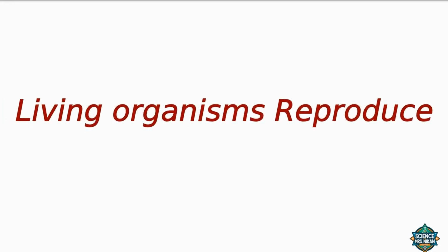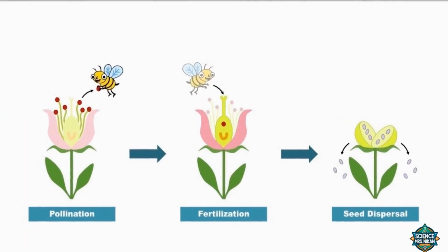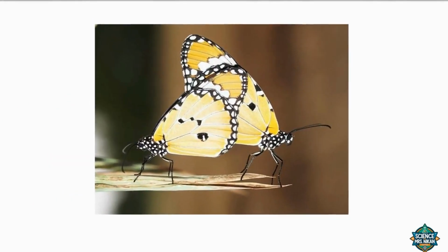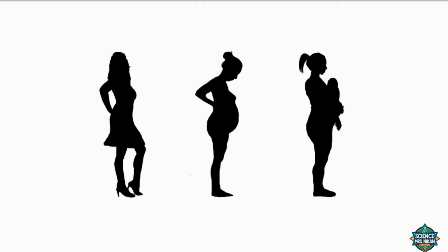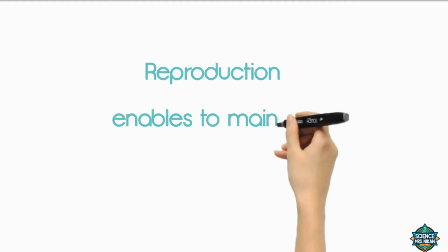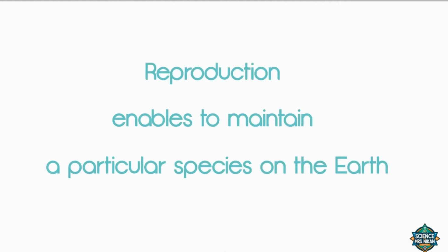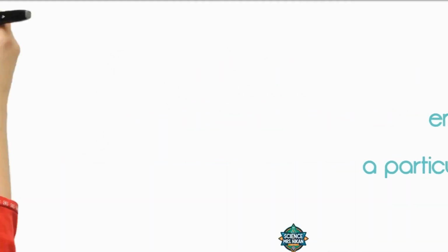Living organisms reproduce. Reproduction is the process by which living organisms produce new individuals of their own kind. Reproduction thus enables them to maintain a particular species on the earth.